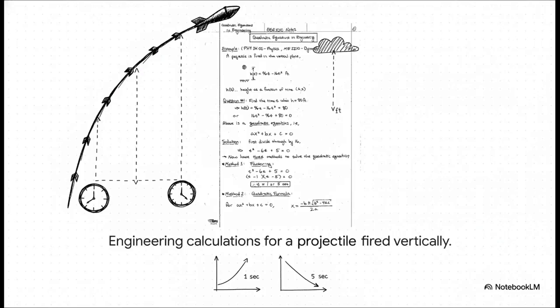This right here brilliantly illustrates exactly why we should care. Take a look at this dynamics calculation for a projectile fired straight up into the air. By using a quadratic equation, specifically 16t squared minus 96t plus 80 equals 0, engineers can pinpoint that this projectile will hit exactly 80 feet in the air at 2 precise moments. It'll hit that mark at exactly 1 second on the way up, and then again at 5 seconds on the way back down. Pretty cool, right?